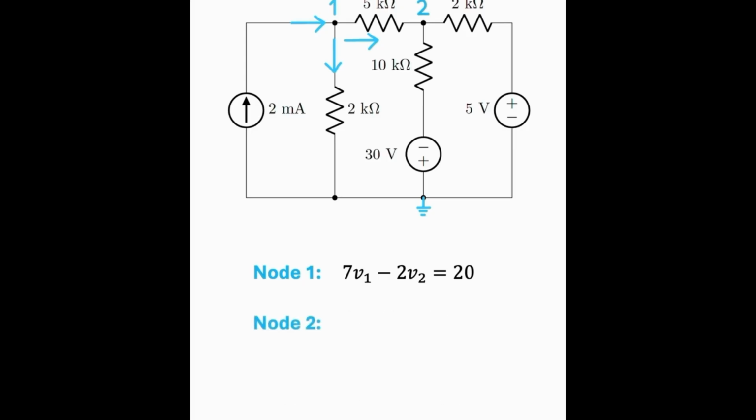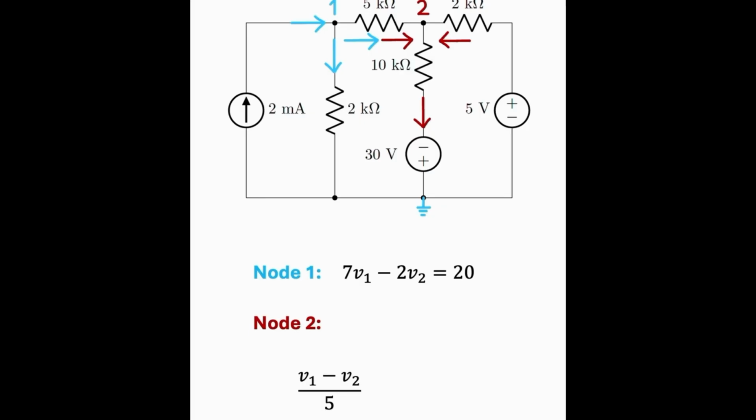Now for node 2, let's switch our attention there. We see the current entering node 2, and that's the very same current we said is leaving node 1, this one over here. Again, this current is given by V1 minus V2 all over 5. But now there are two currents that are either entering node 2 or leaving node 2. Based on the polarities of the voltage sources, it is reasonable to assume that this current leaves node 2 towards ground, and this current enters node 2.